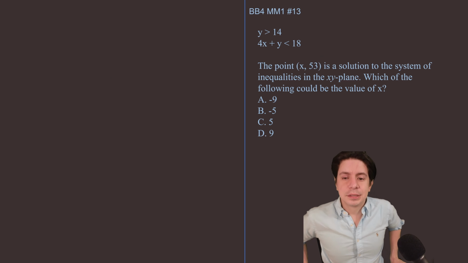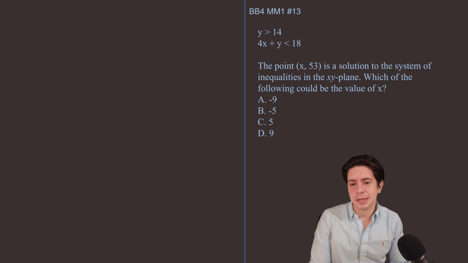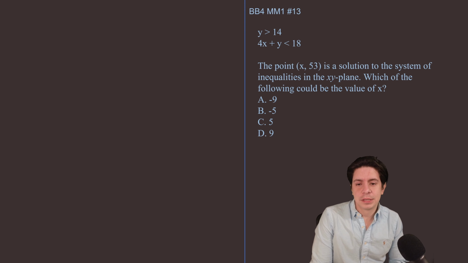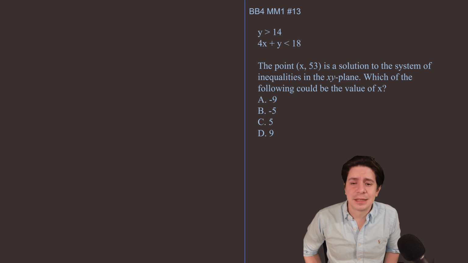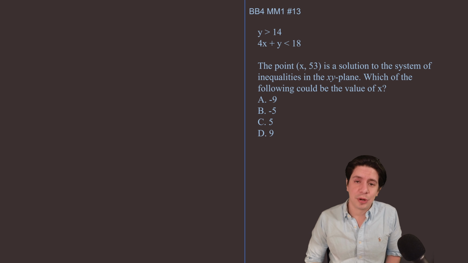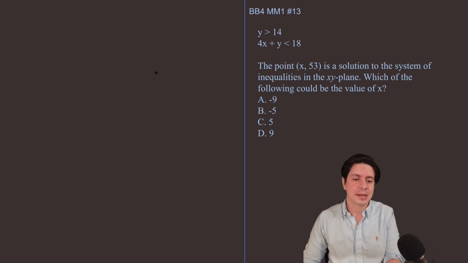All right, now we have systems of linear inequalities. y is greater than 14 and 4x plus y is less than 18. The point x, 53, is a solution to the system of inequalities in the xy plane. Which of the following could be the value of x? I'm just going to say to use Desmos. It wouldn't be that bad to solve it algebraically. You just plug in the 14 for the y and go from there, but Desmos really cleans it up for us.